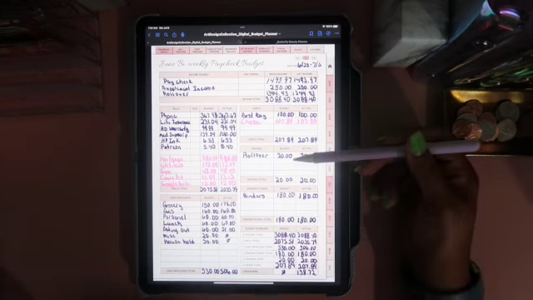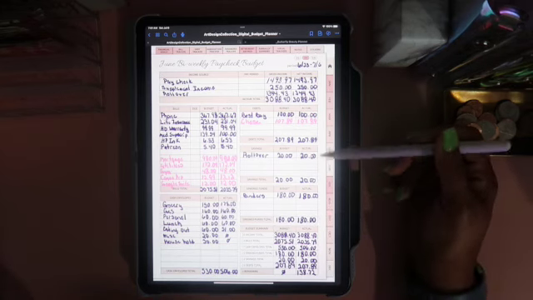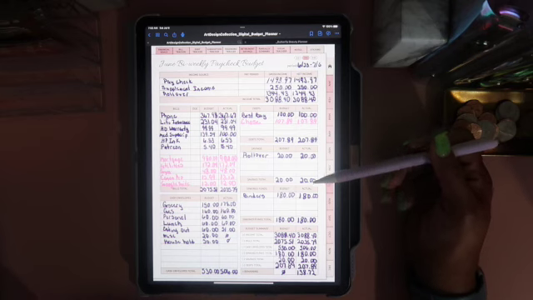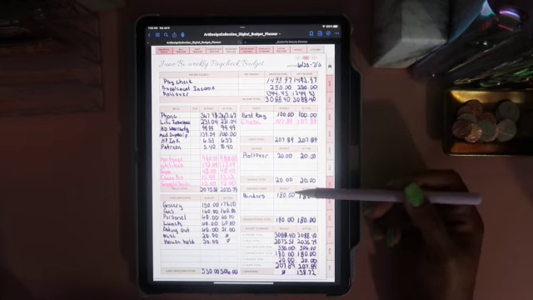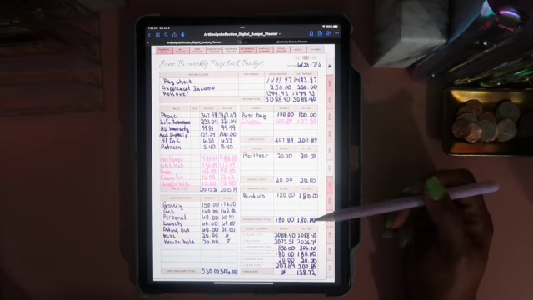In our rollover, we budgeted $20, and in our actual, that is exactly what we put in. In our sinking funds, we budgeted $180, and in our actual, that's exactly what we put in.